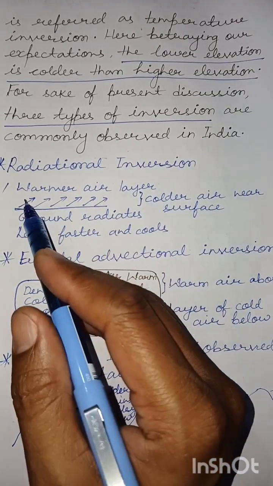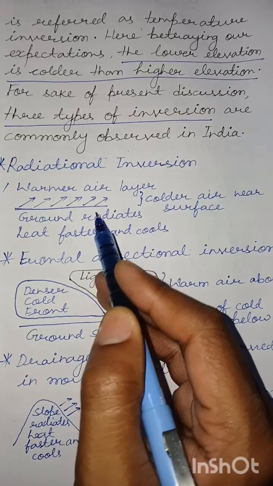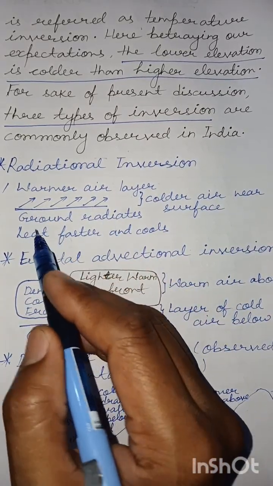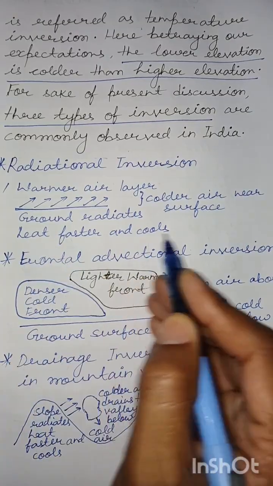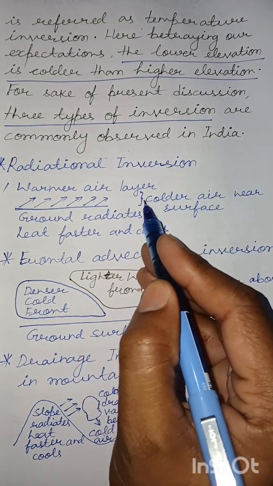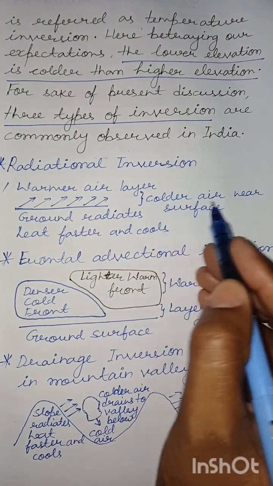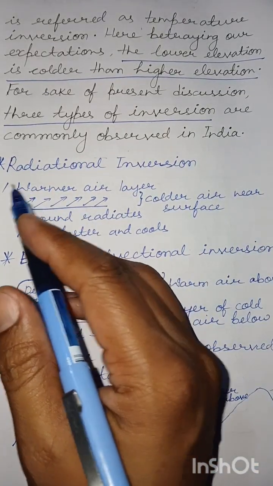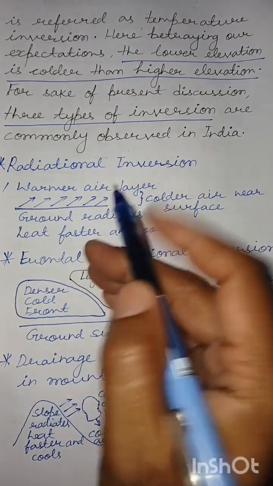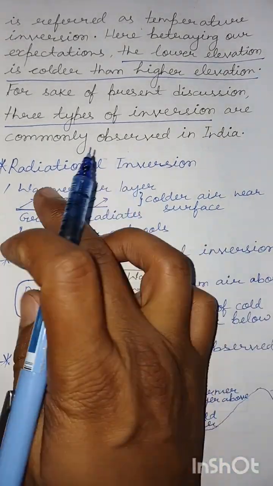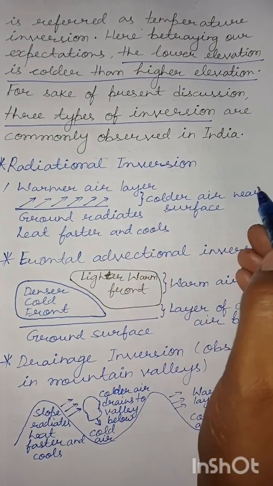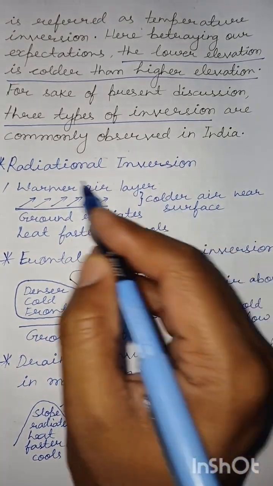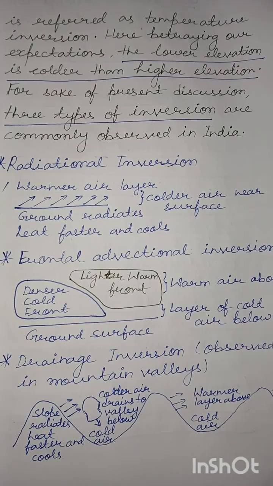What happens during the winters is that the ground radiates heat faster and cools. We would repeat it: during the winters the ground radiates heat faster and cools. That means the air that is in contact with the ground becomes cold and stays near the surface, while the layer of air just above it is warmer still. This is what inversion is all about. That is, there is colder air near the surface while it is topped by a layer of warmer air.